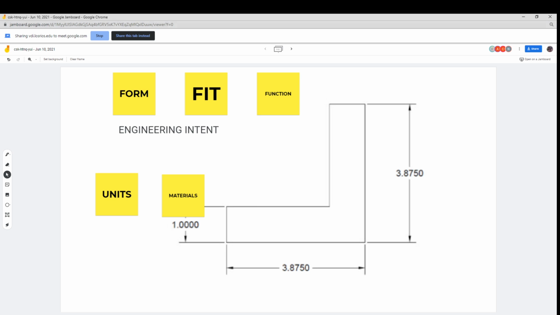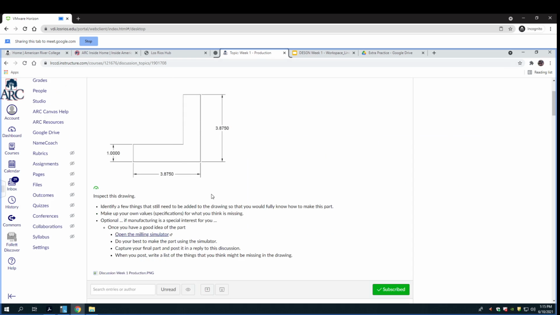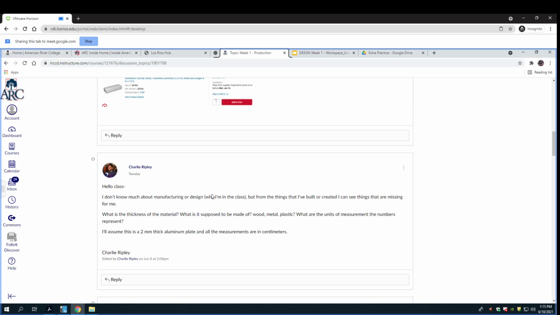What were some of the other things that got thought about there? So as we look down here, we have the thickness, what's it made out of, what are the units, right? And so are they millimeters? And if you're doing production, this is one of the key things.